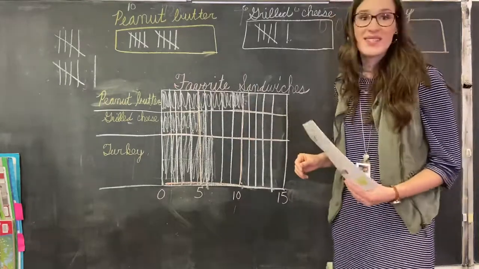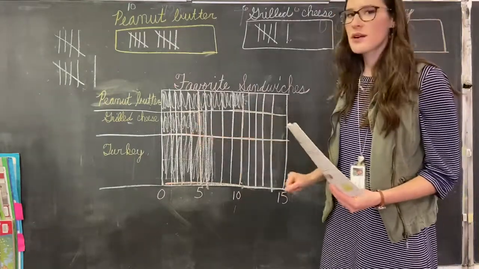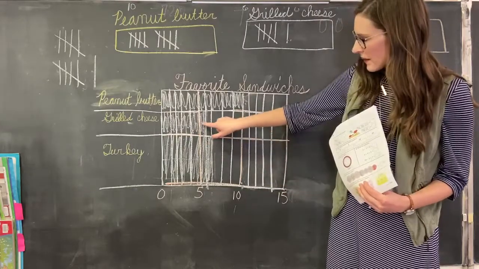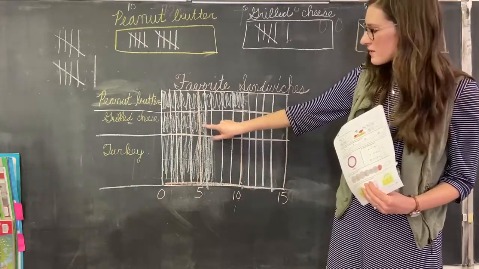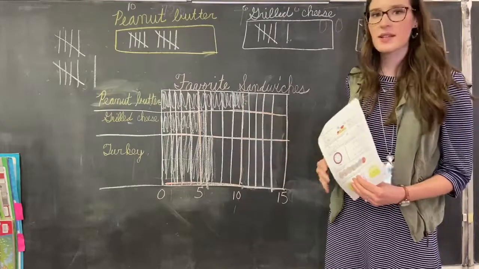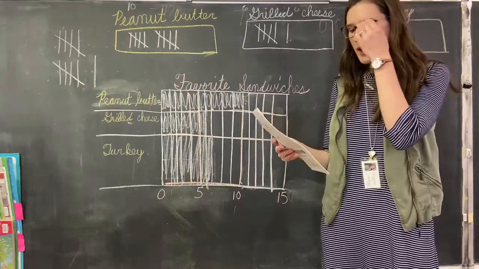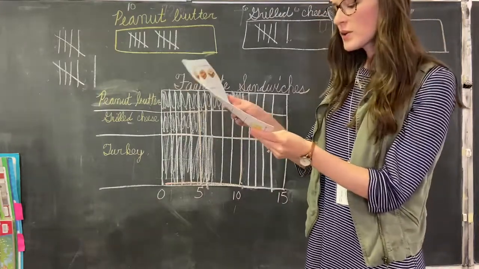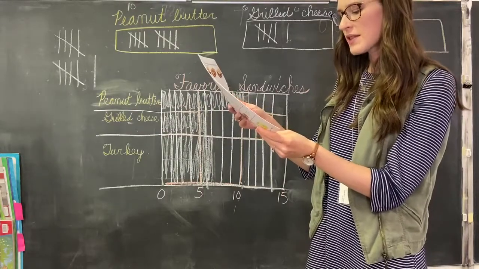Letter B, which sandwich do the fewest students like best? Which one looks like it was the least favorite, got the least number of boxes colored? Well, on your paper, you should have noticed that grilled cheese has the least number of boxes colored. And then letter C says, which sandwich did you choose in the survey?